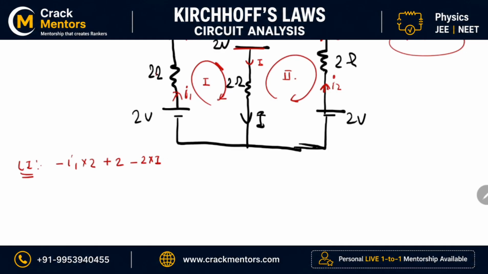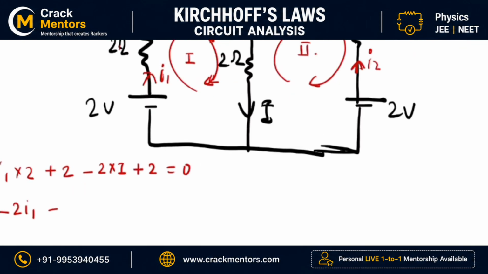Finally when you reach here, you will go like this, and you will find that this is the path. You are again going from the negative to positive terminal, therefore plus 2, this is equal to 0. So minus 2I1 minus 2I plus 4 is equal to 0. Therefore I can say I1 plus capital I is equal to 2.